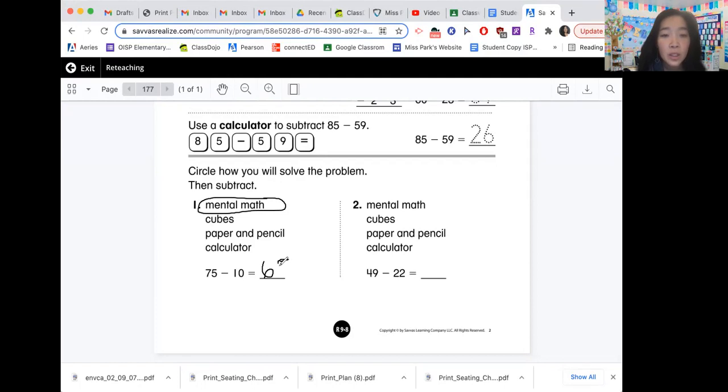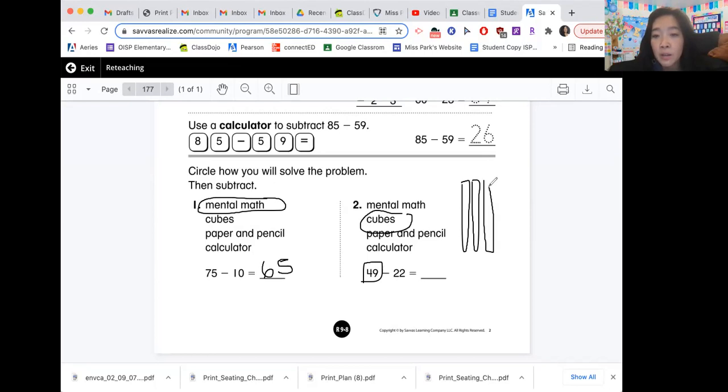Okay, for this next one, 49 minus 22, let's use cubes. We've been doing a lot of paper and pencil, so let's go ahead and use some cubes. How many tens are in the number 49? Very good, Danica, 4. How many ones are in the number 49? Very good, 9.